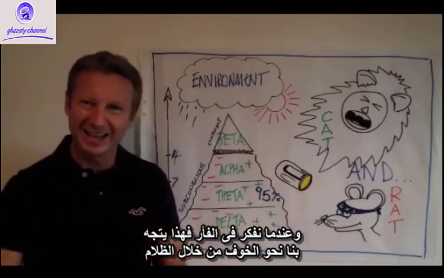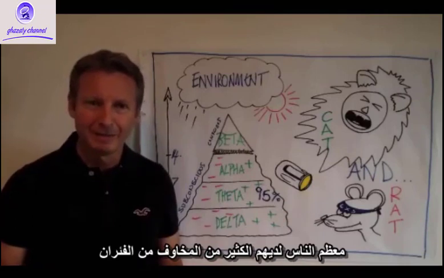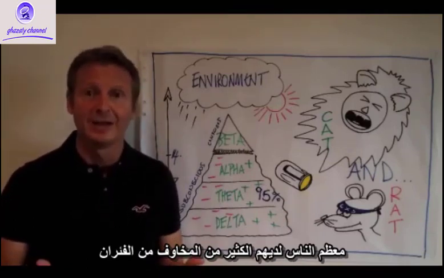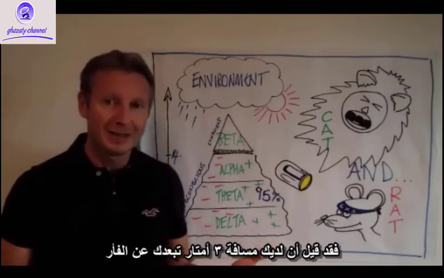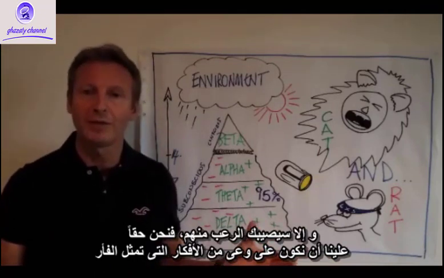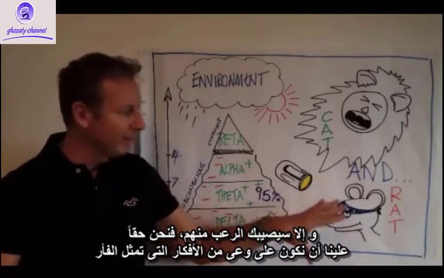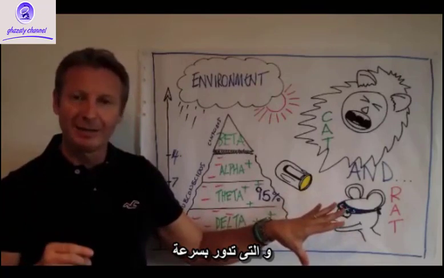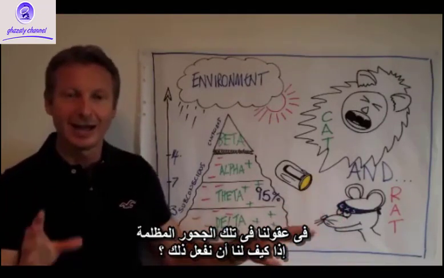And when you think about rats, they tend to scurry around in darkness. Most people have a lot of fear over the rats. It's been said that you're only ever 3 meters away from a rat. In other words, there's an awful lot of them. But we need to become aware of the rats that are scurrying around in our mind in those dark crevices. How do we do that?